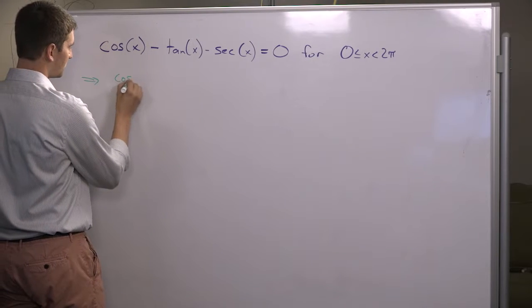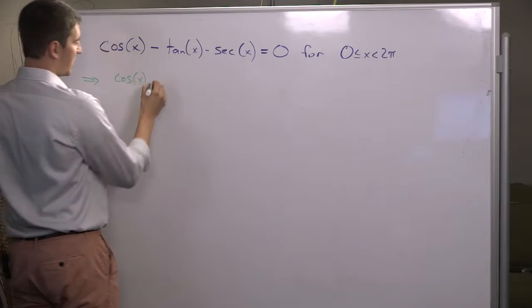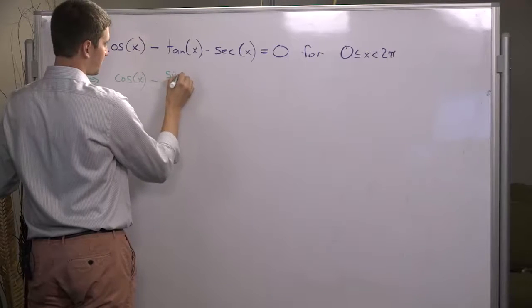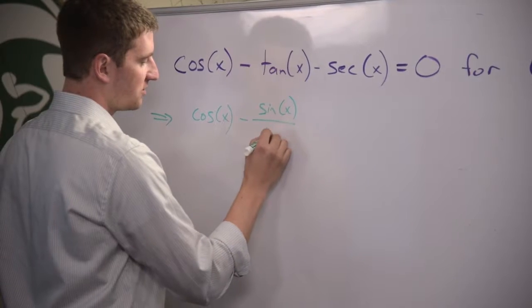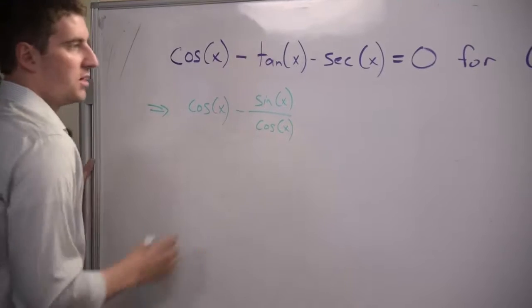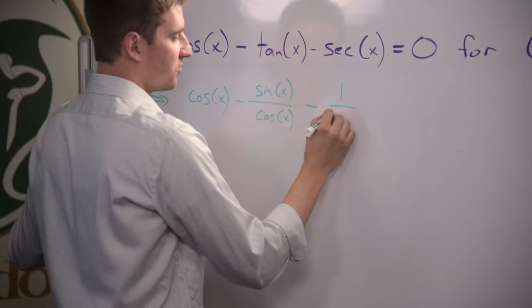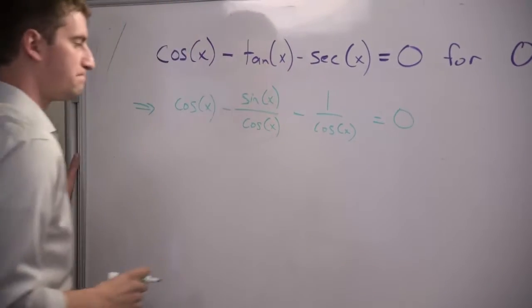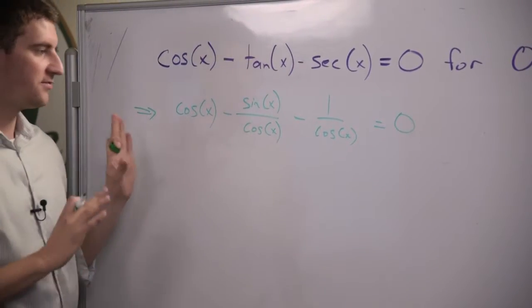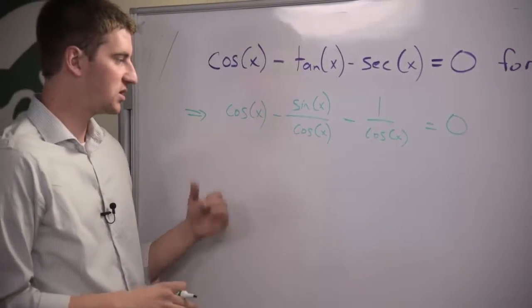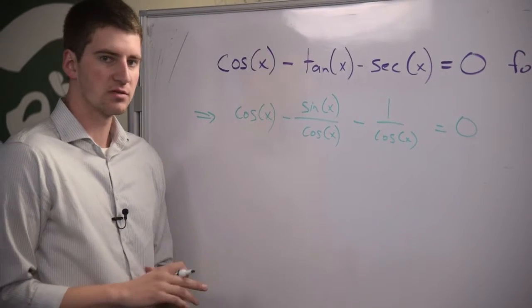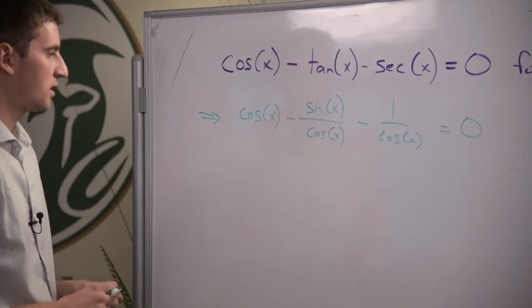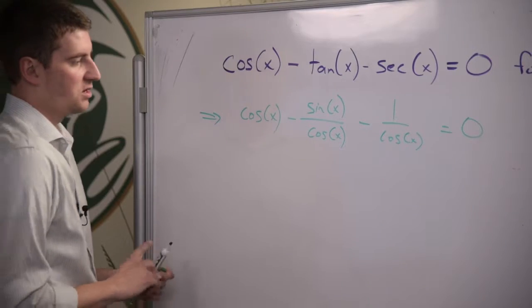So we have cosine of x. This tangent is really sine of x over cosine of x. And secant is really 1 over cosine of x. And then this is all equal to 0. So at the very least, though we have fractions introduced, we only have 2 trig functions. So that's pretty nice.